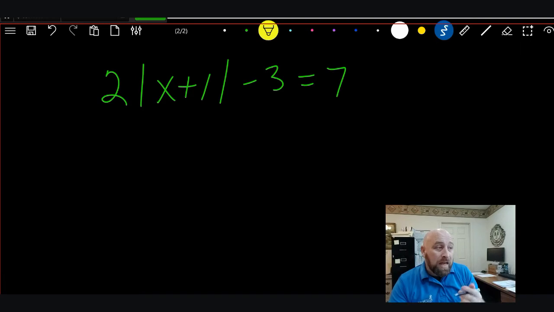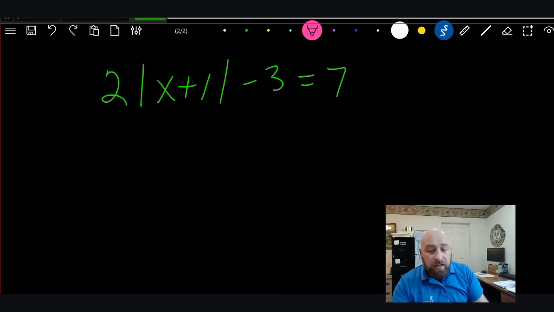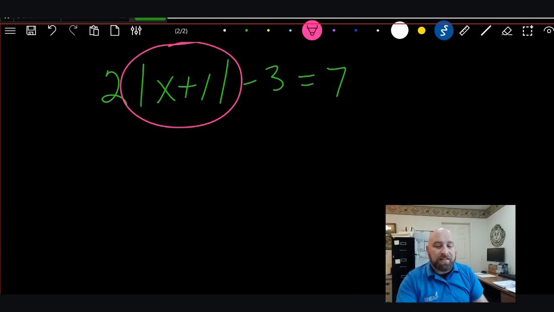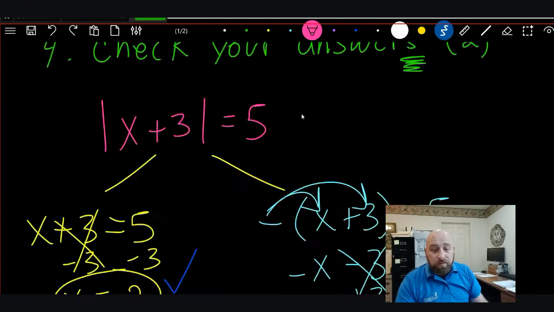All right, so now what I want to do, remember what I said, we have to isolate. I want you to see a couple things. Look at this right here. There's a 2 outside of the absolute value. And then I want you to see this right here. There's a -3 outside of the absolute value. So we just want this on a side by itself. We have to isolate. That's step number 1. If we go back over here, isolate the absolute value.